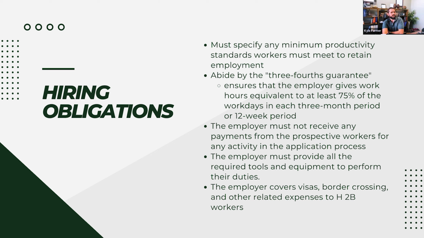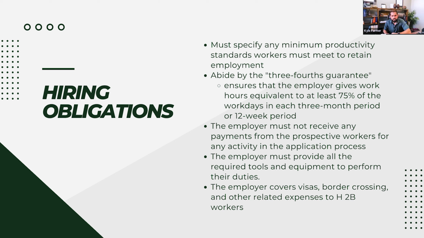So whenever you're hiring H-2B workers, you need to specify any minimum productive standards that the workers need to meet to retain employment. And this is something that people make the mistake of all the time, is they improperly fire H-2B people. This is another reason why your job order is so important, because your job order should specify the conditions of the job, meaning also the production standards that the workers need to meet, so that if you do fire them, you're able to fire them and you can do it without substantial consequence. And so that's an important thing.